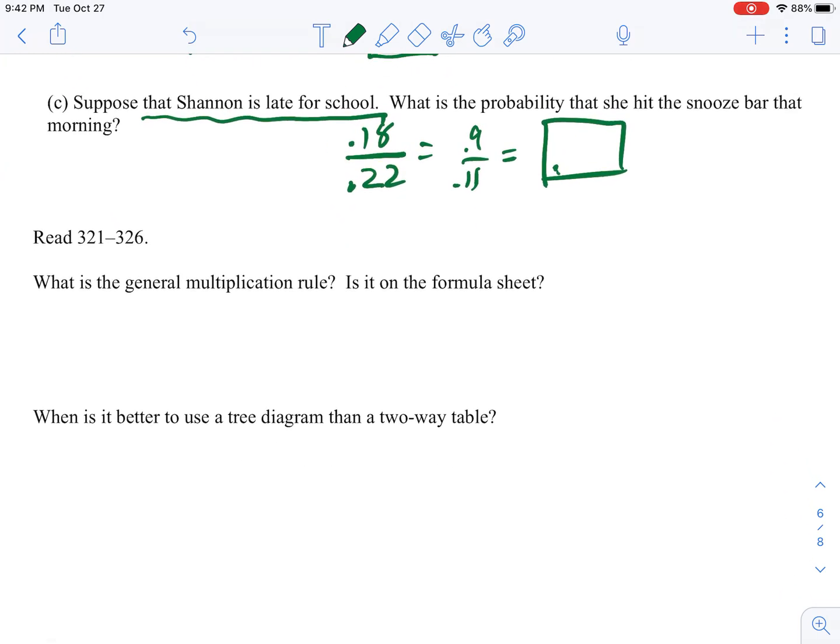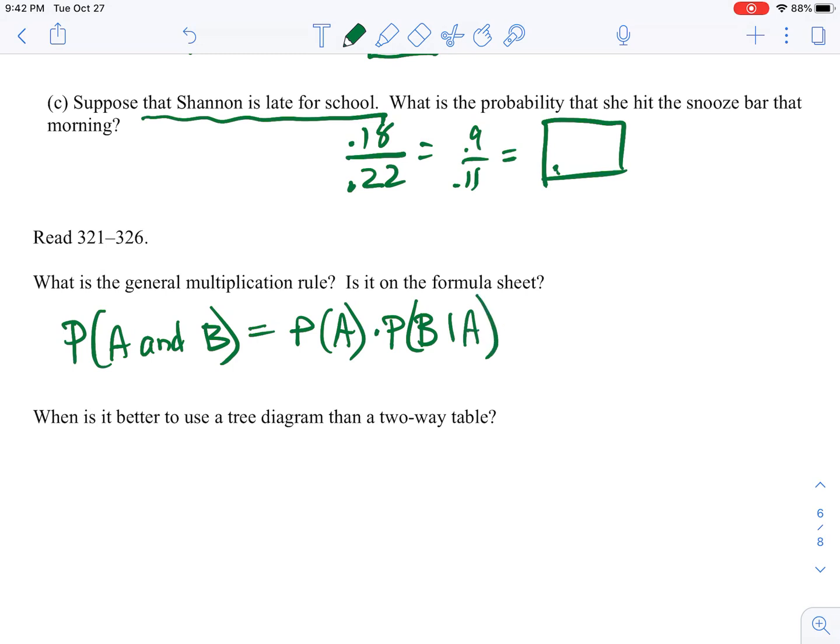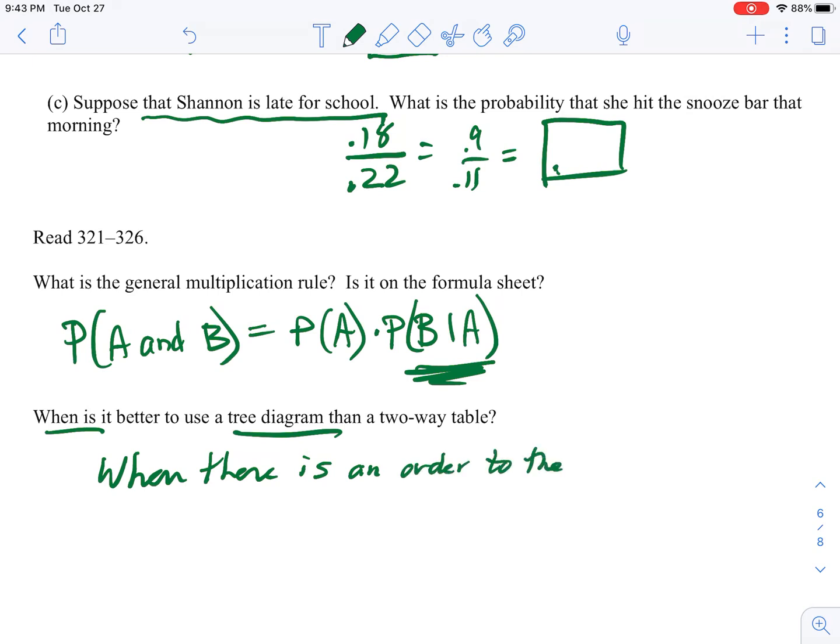All right. The general multiplication rule is on the formula sheet, so just know that it's there. You may use that at any time. The probability of A and B is always the probability of A times the probability of B, given that A has already happened. So this formula uses a conditional in there, and we now know what that means because we just went over that. So now maybe this formula would make sense. I already answered this: when's it better to use a tree diagram? When there is an order to the variables, the two variables.